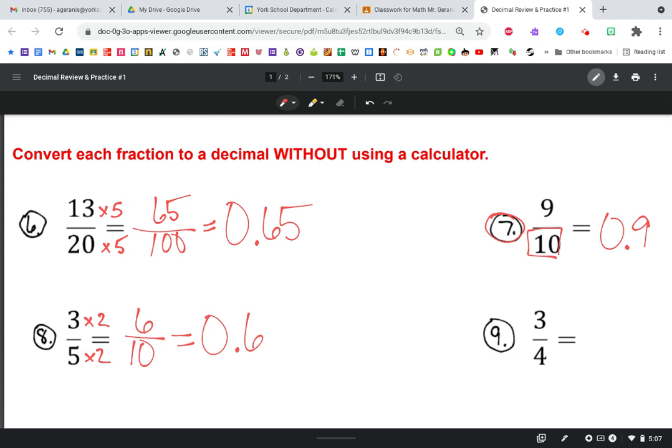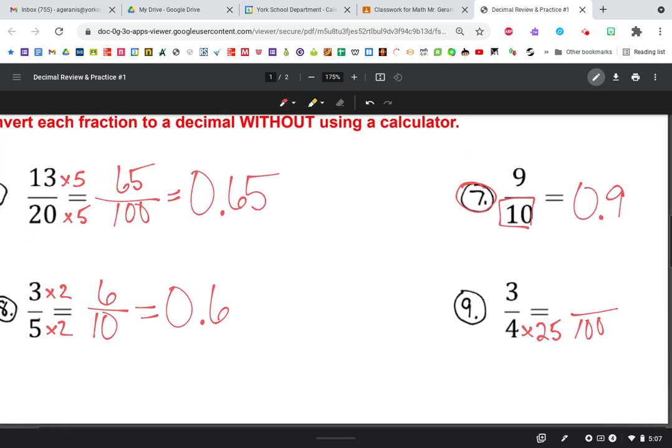And finally, number 9. Here we have 3/4. We can multiply 4 times 25. And that'll give us 100 in the denominator. And if we multiply the 3 times 25 as well, in order to make our equivalent fraction, we'll have 75 hundredths, which is equal to 0 and 75 hundredths.